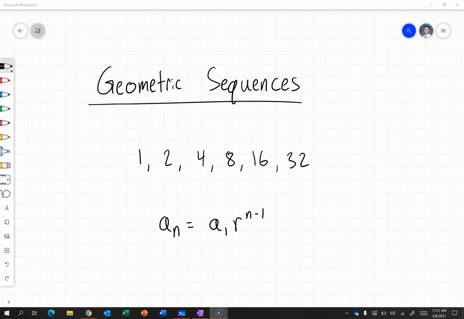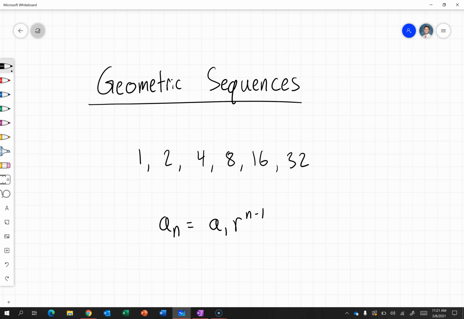I wanted to briefly revisit geometric sequences. Okay, so I noticed maybe some confusion or trouble with this formula, right? When we want to write an equation for the nth term of a geometric sequence. Remember, it's simply our first term times our common ratio to the power of n minus 1.